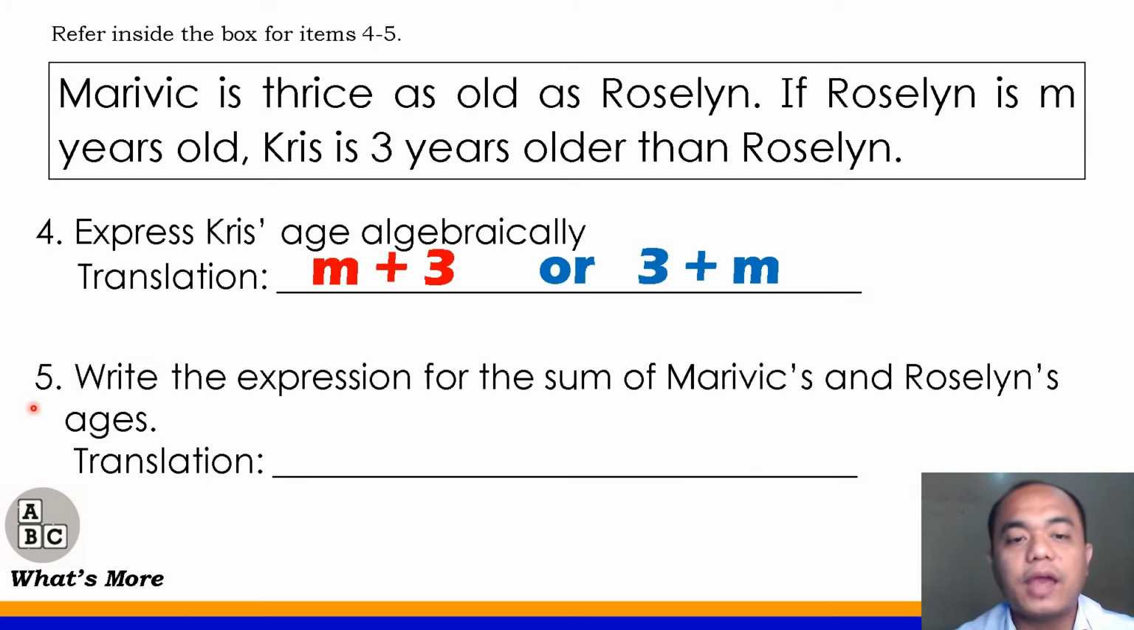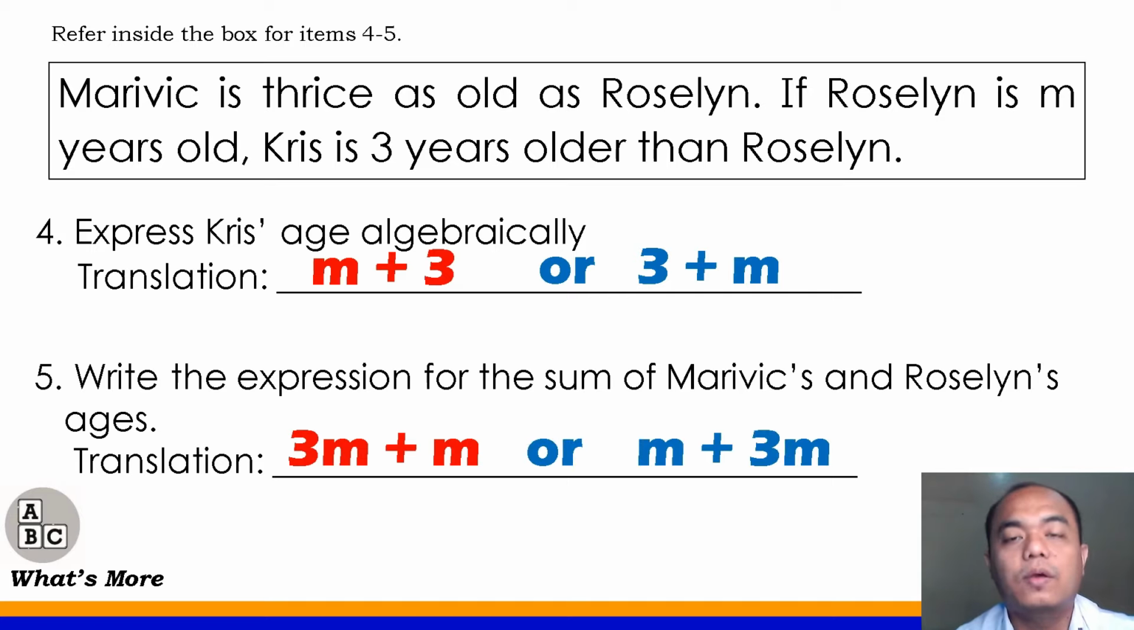Next, number 5. Write expression for the sum of Maribic's and Roslyn's age. So, i-add natin yung age ni Marivic at saka yung age ni Roslyn. So, that will be 3M plus M. Kasi yung age ni Marivic is thrice. Times natin sa 3 yung age ni Roslyn, yan yung age ni Marivic. That's why that's 3M. At yung M dito, nagre-represent ng age ni Roslyn. Or pwede ring sabihin na M plus 3M.